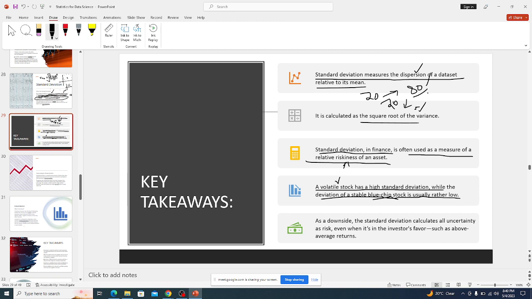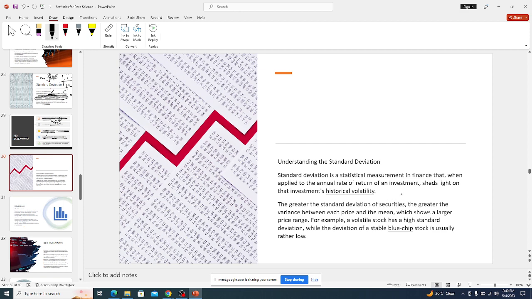So that is basically a summary of standard deviation, an understanding of standard deviation. This is just a repetition of all that I have explained. That is a summary of everything which I have covered. You can always go and check that.